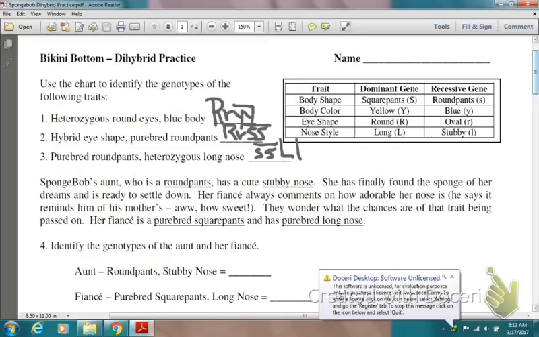Okay? All right, so we're looking at the question underneath that says, SpongeBob's aunt, who has round pants, has a cute stubby nose. She has finally found the sponge of her dreams and is ready to settle down. Her fiancé always comments on how adorable her nose is. He says it reminds him of his mother's. Oh, how sweet. They wonder what the chances are of that trait being passed on.